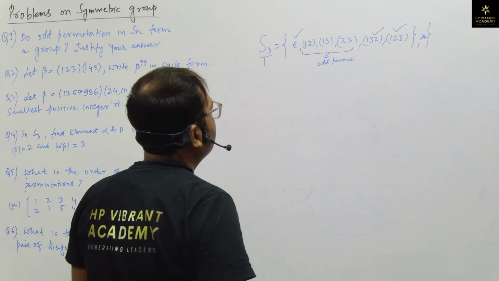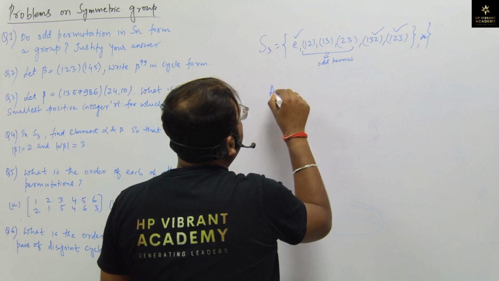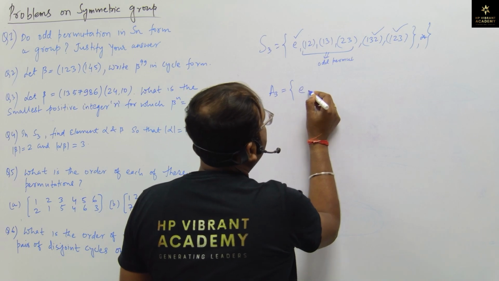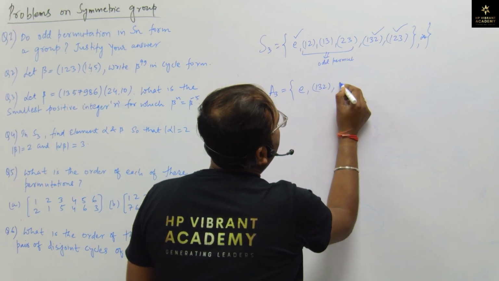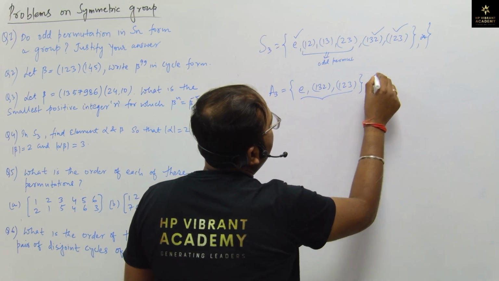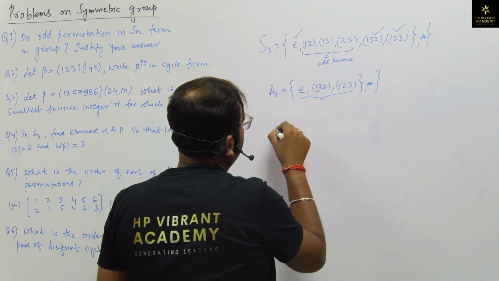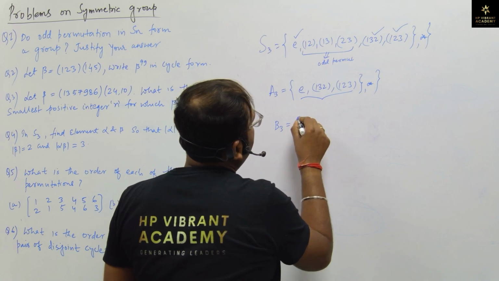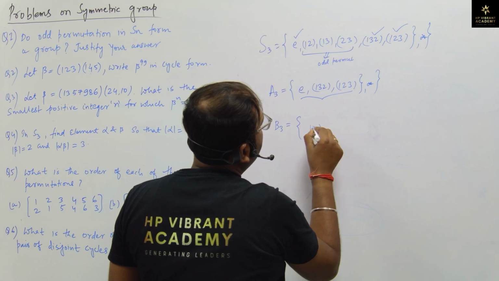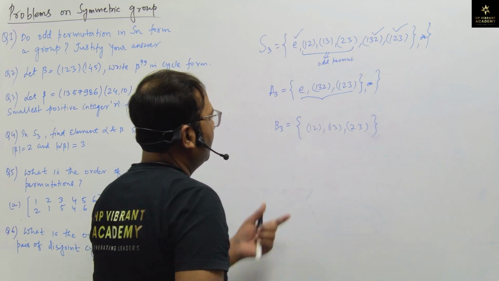Okay, so let us make another set. We have the alternating group A3, which is the set of even permutations. So the even permutations are identity, (1 3 2) and (1 2 3). These elements form a group under the operation composition of function. Let us make another set and name this B3. B3 is the set of odd permutations, so let us write down (1 2), (1 3), (2 3). This is our set.